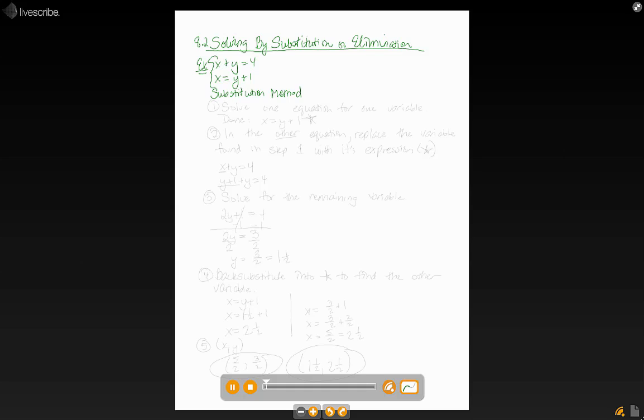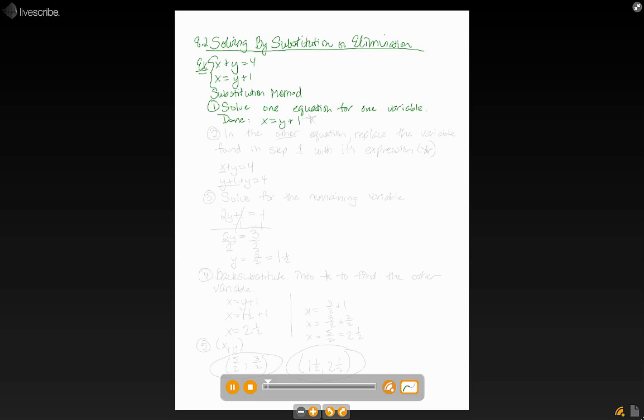For solving this, does it look familiar? You start by solving one of the equations for one of the variables, right? Step 1. Solve one equation for one variable. Okay, what do you think about that step here? For this specific problem, what do you guys think? Easy, why? Because it's done. X equals y plus 1 is already solved for a variable, isn't it? So done. Because x equals y plus 1 is already solved.